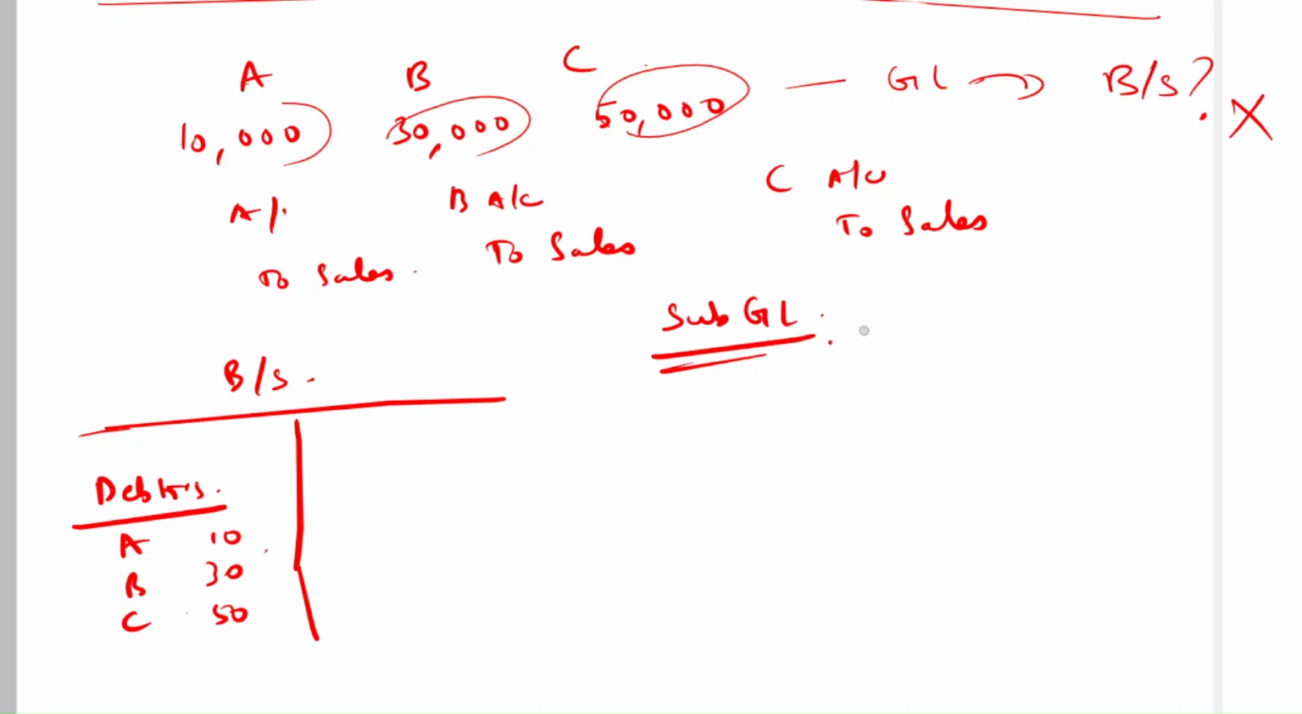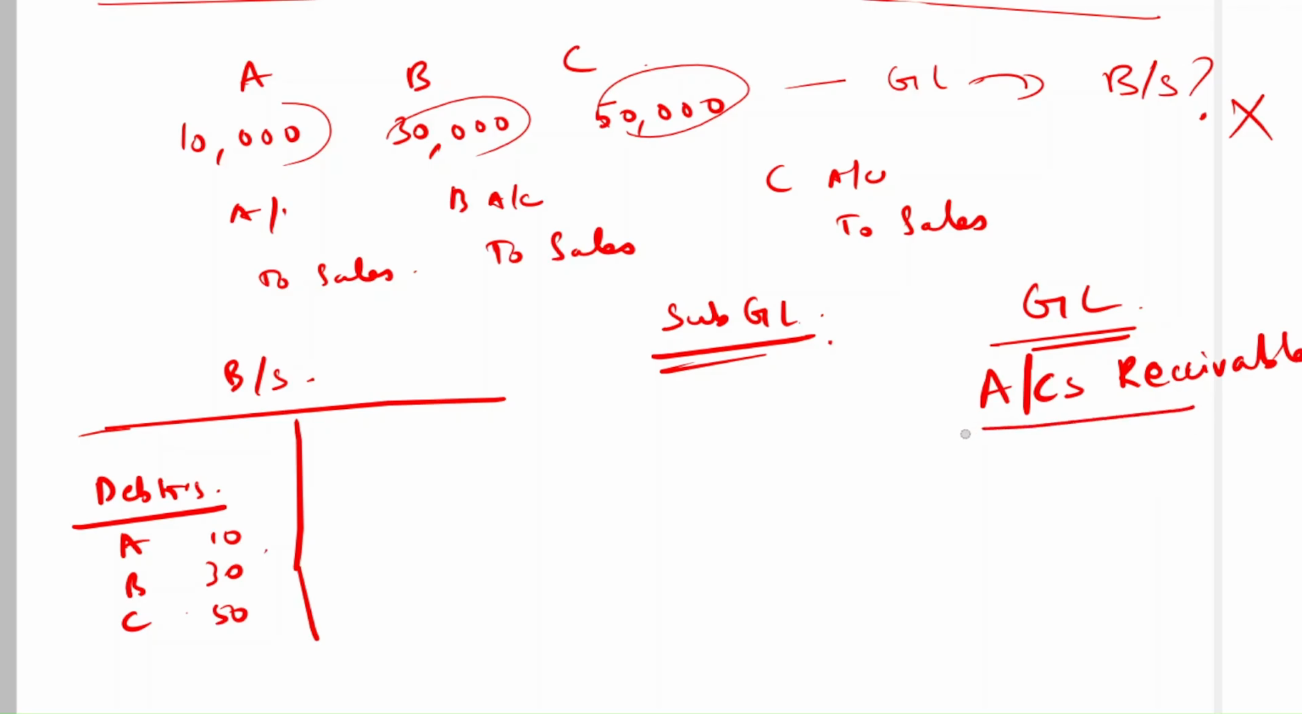So whenever there are voluminous transactions or numerous accounts, then you have sub-GLs. So in this case, we would have one general ledger, which would be for your debtors, which in SAP terminology, we would call accounts receivable, right? So this will be one account, and this is what will be shown in your financial statement. So this will be shown in your balance sheet.